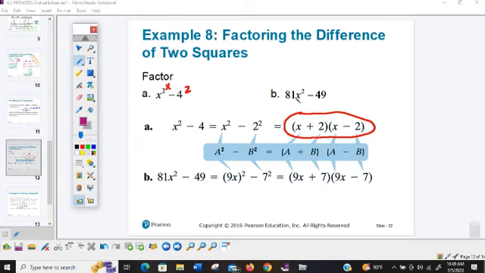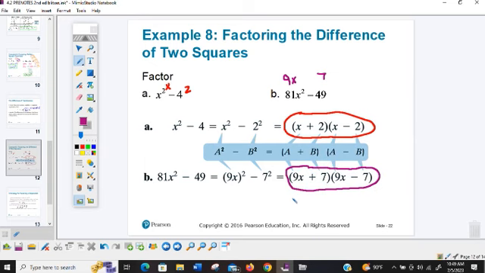Let's look at this one. We don't have any common factors. We only have two things, and it's a minus in the middle. Let's see if it squares. 81 is 9x squared, okay? And 49 is a 7 squared. So if I do 9x plus 7 times 9x minus 7, check it and see, that will give you 81x squared minus 49.